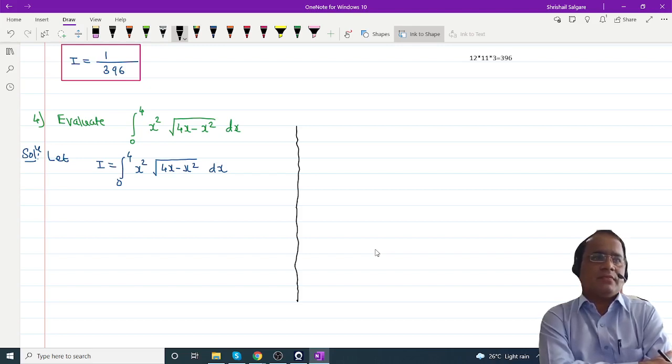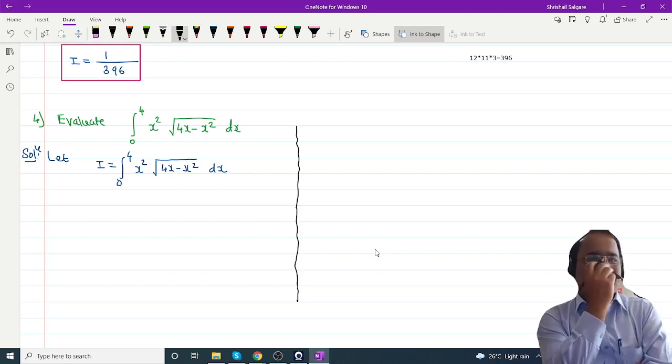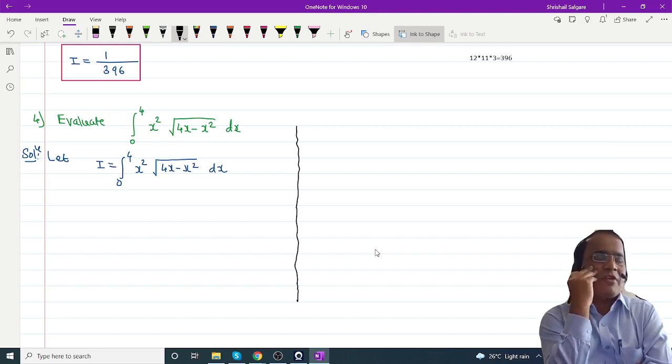x square is equal to t. Okay, can you guess whether x square equal to t works? 4x minus x square equal to t, or 1 minus t. Okay, 4x minus x square is equal to 1 minus t. Try to simplify that, 4x minus x square equal to 1 minus t or t, and try to obtain the value of x. Let us see.